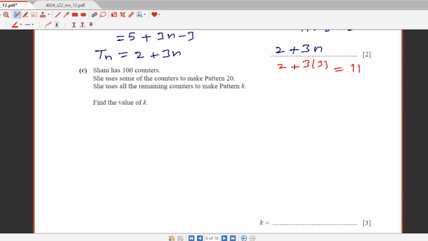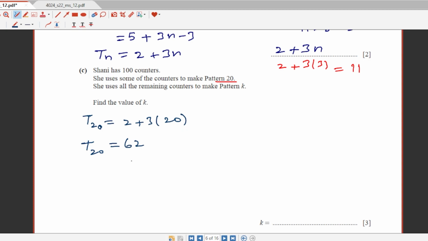Shani has 100 counters. She uses some of the counters to make pattern 20. She uses all the remaining counters to make pattern K. Find the value of K. First of all, we need to find how many counters she has used for making pattern 20. T20 equals 2 plus 3 into 20. How many counters are there in pattern 20? 3 times 20 is 60, 60 plus 2 is 62. It means she has used 62 counters for making pattern 20.